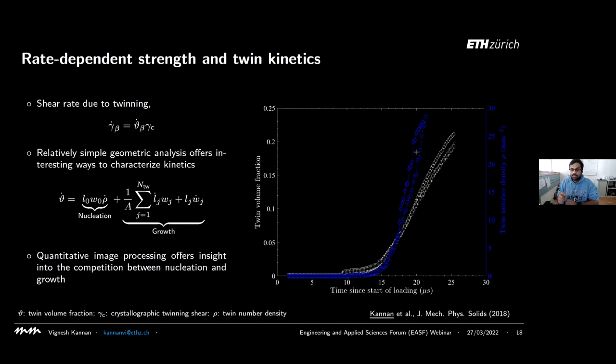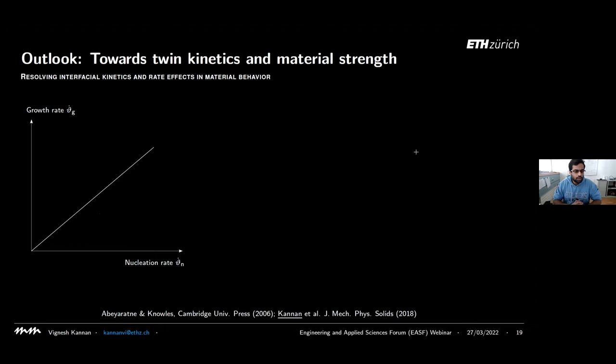And what this tells us is as you change the rate of loading, you start transitioning from a twin growth dominant mechanism, which we observed qualitatively before but are now looking at quantitatively, to a twin nucleation dominant deformation. And this is likely going to control the strength of the material and why the material showed higher strength at higher strain rates. So to give you a schematic description, we have the growth rate plotted as a function of the nucleation rate. We observed that at long time scales, growth is the dominant mechanism for controlling strength. And when you go to short time scales, you quickly transition into nucleation of these additional twins kicking in, right?